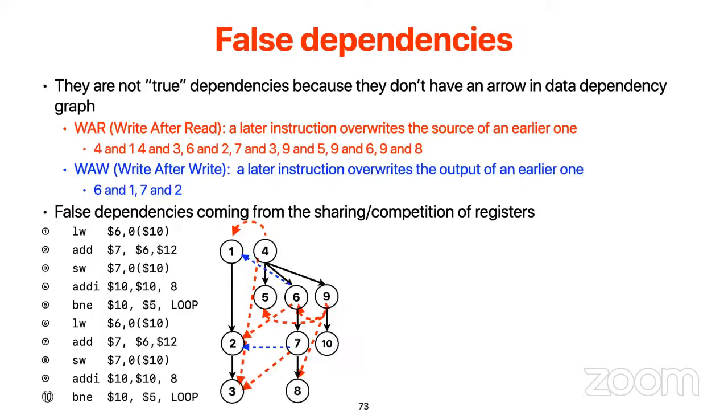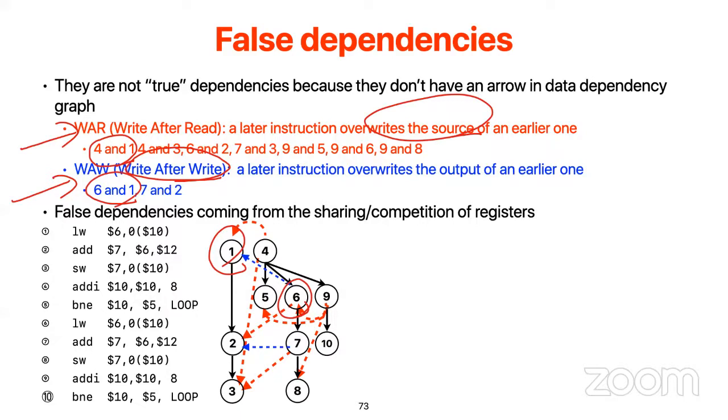It's just because we have false dependencies, where we have 2 types of false dependency. Write after read means that if you try to reorder the later instruction, then it will overwrite the source of an earlier one. So 4 and 1, they are in this category. They are also write after write. So even though 6 and 1 have no data dependency at all, if you try to reschedule 6 before 1, you are going to mess up the output of 1, and everyone that depends on 1 will not be able to get its right result.